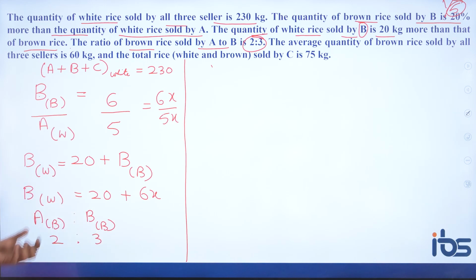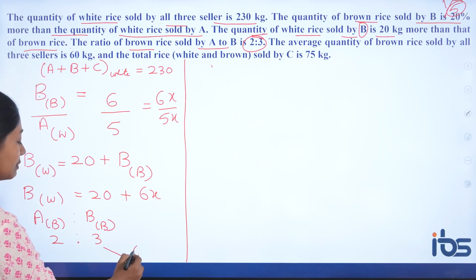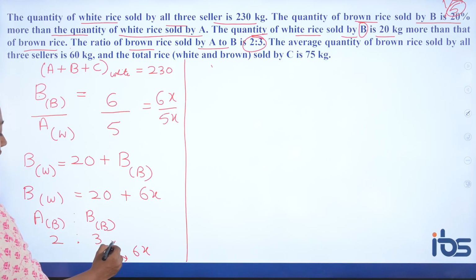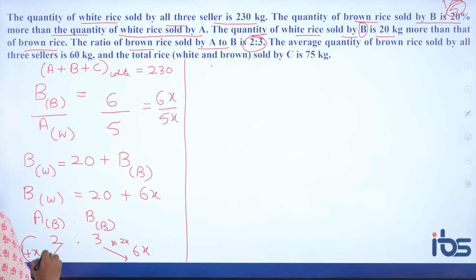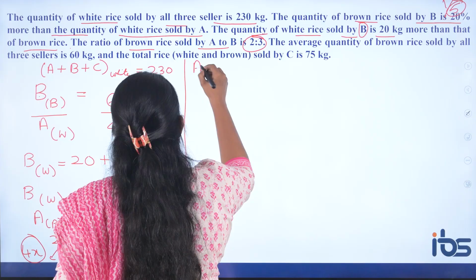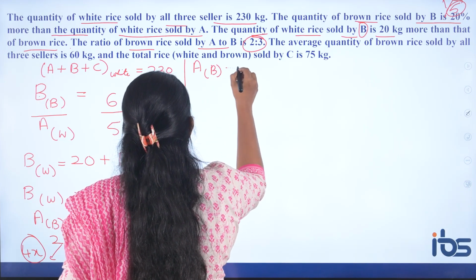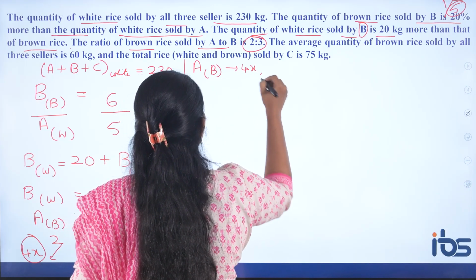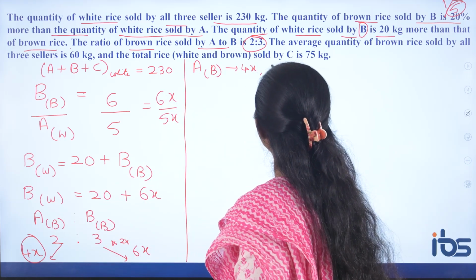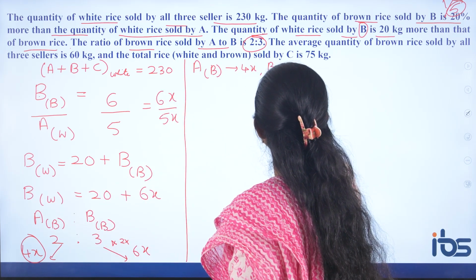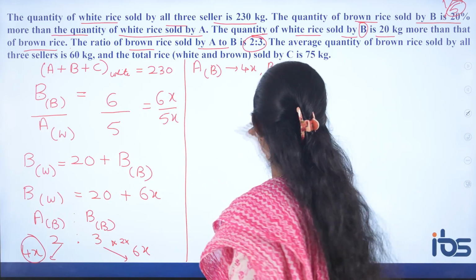But from here we know brown rice sold by B is 6x. So 3 units corresponds to 6x. That means 1 unit is 2x, so 2 units will be 4x. From here we get A's brown rice value as 4x. Let me write it here: seller A's brown rice value is 4x, and B's brown rice, as we already know, is 6x.